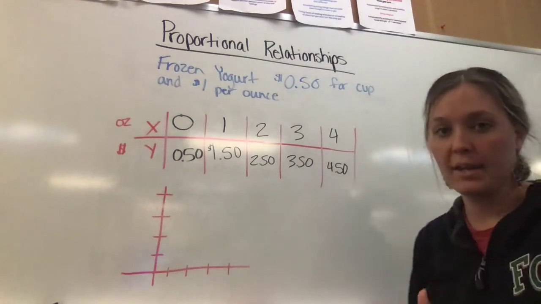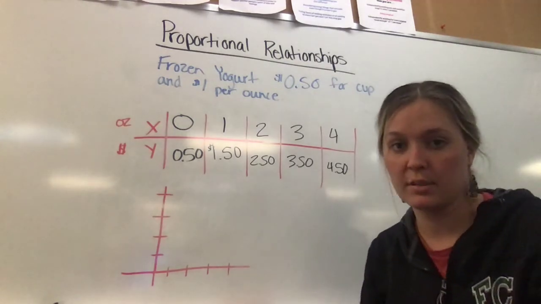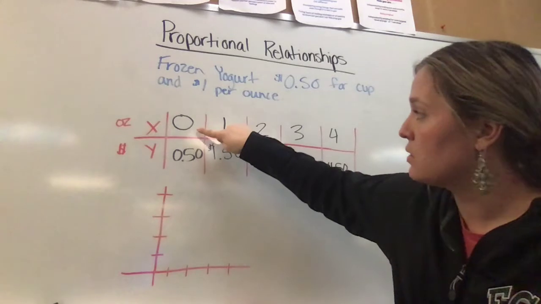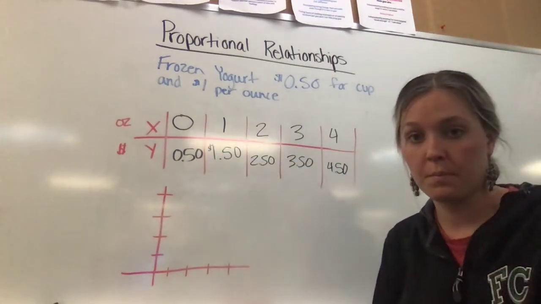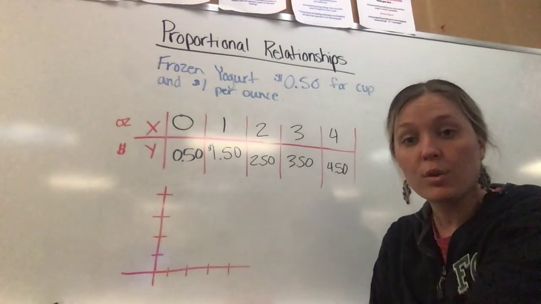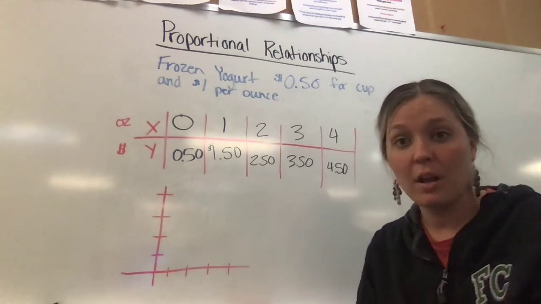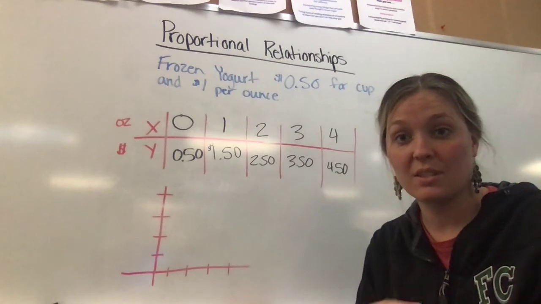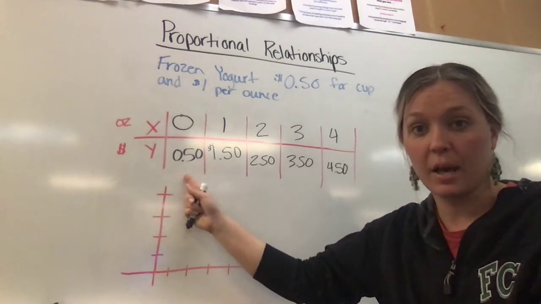So right off the bat, my hope is that you see a problem with this. The problem is it doesn't start at 0, 0. So we know for a relationship to be proportional, both quantities have to equal 0. But I could have 0 ounces of frozen yogurt and still have 50 cents because I bought the cup.